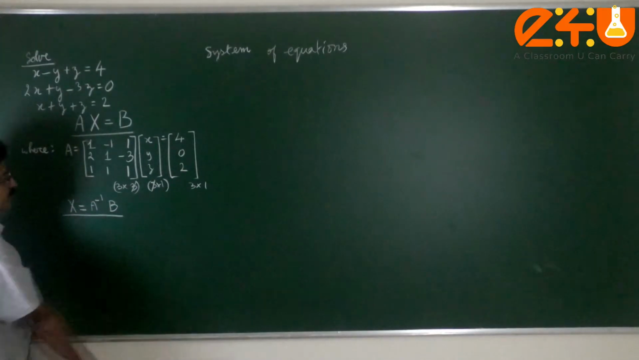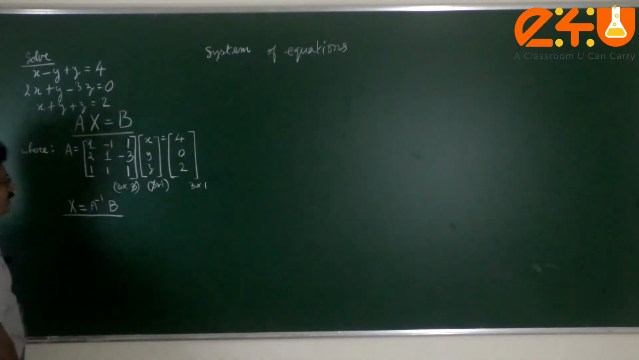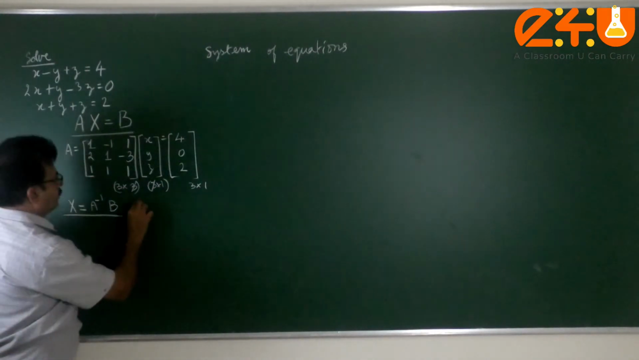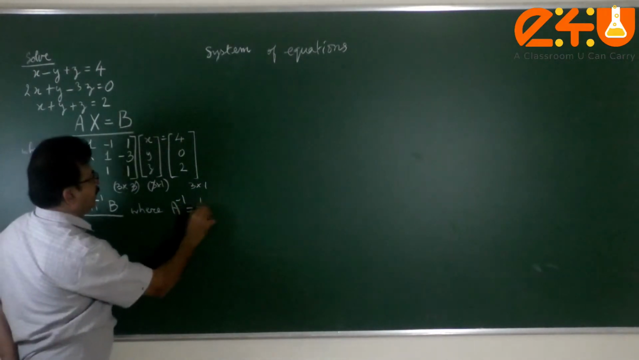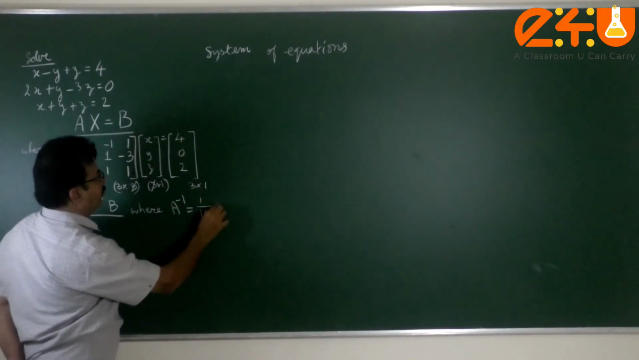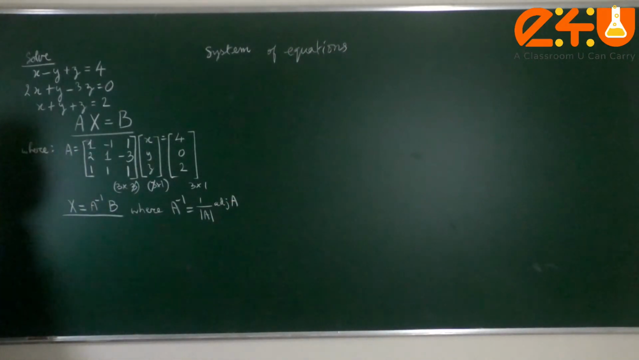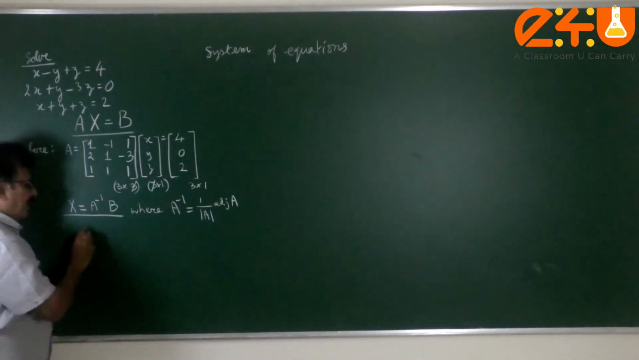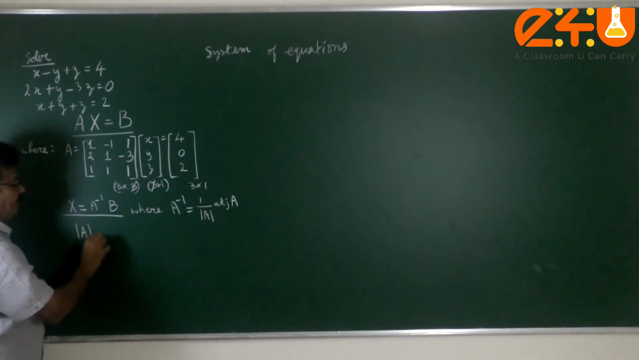Okay. So this is the matrix equation. X matrix is A inverse times B, where A inverse is evaluated as 1 by determinant of A times adjoint A. Let us evaluate first what is determinant A.